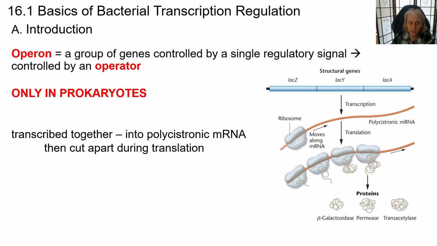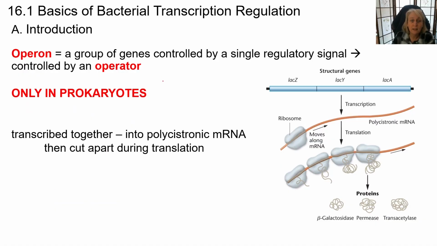The operon is a group of genes in bacteria that are controlled by a single on-off switch. It's called a regulatory signal. That is called the operator. This is something that is only found in prokaryotes. You do not have operons.